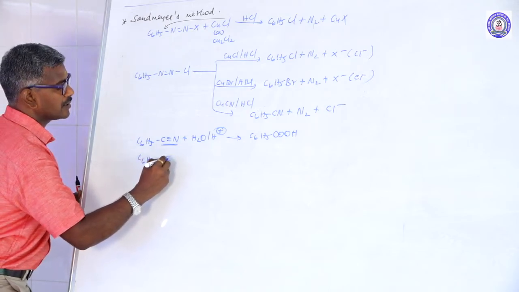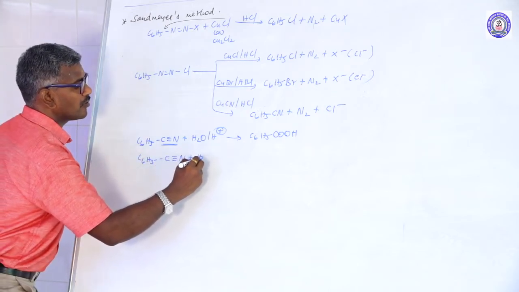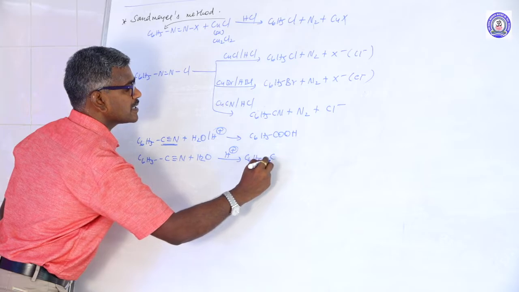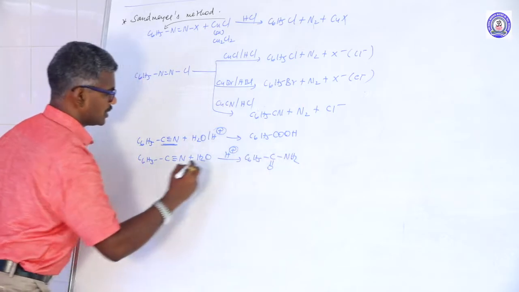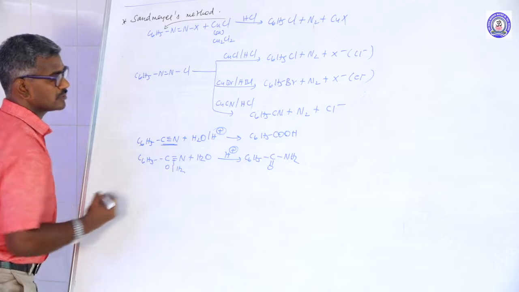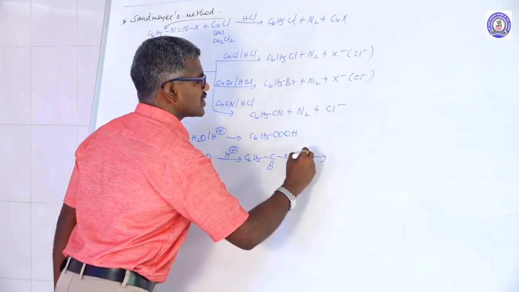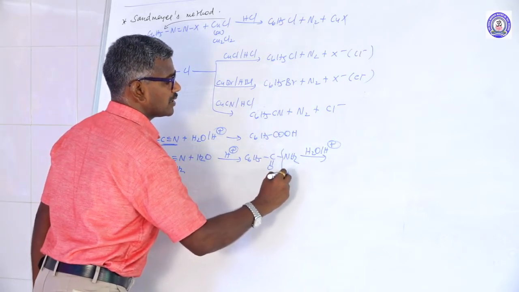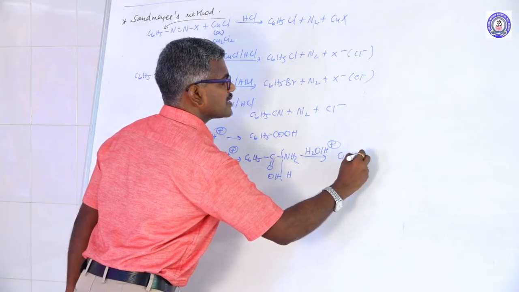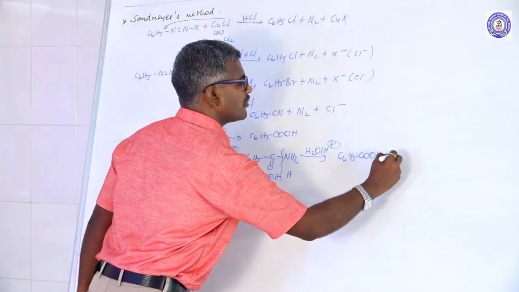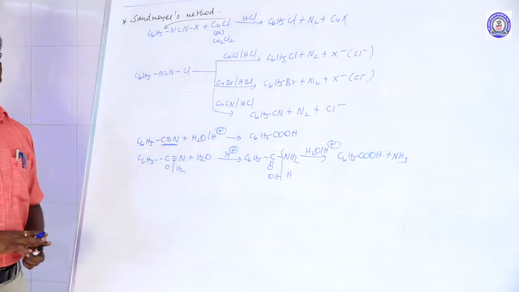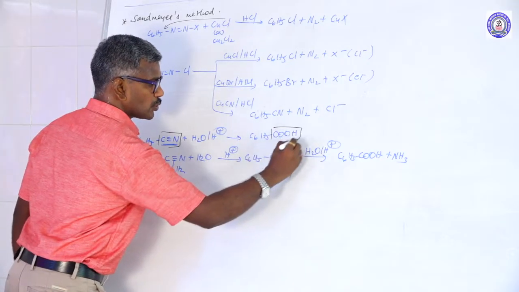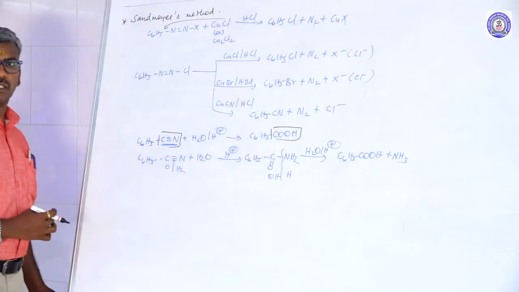C6H5C≡N with water in the presence of H plus gives C6H5C(=O)NH2. This bond breaks, oxygen, H2. Further hydrolysis, that is acidic hydrolysis, this bond breaks, OH, H, giving C6H5COOH plus removal of ammonia. Here CN is converted into the COOH group by using the acid hydrolysis catalyst.